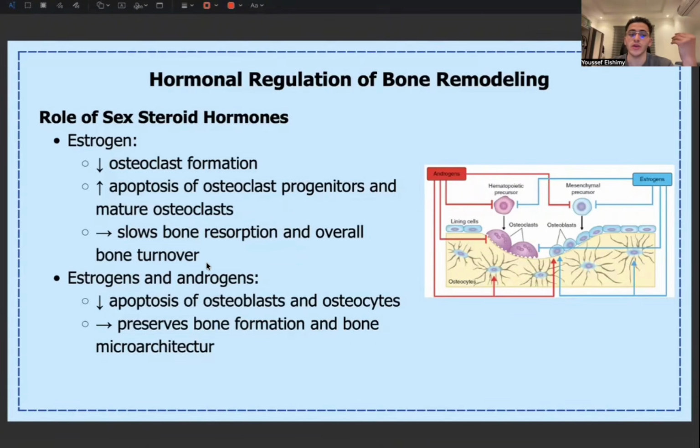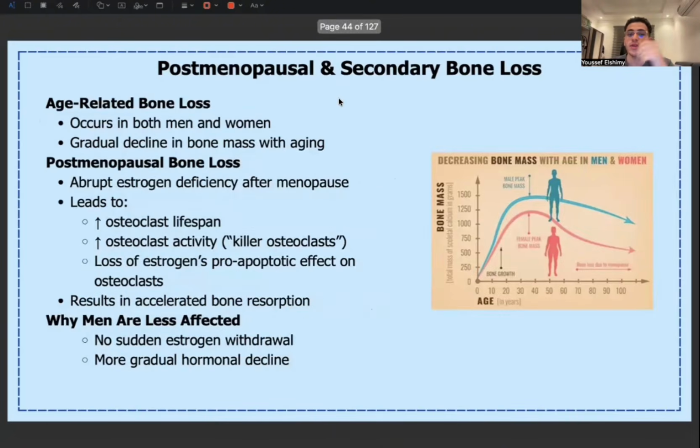Then we also have estrogen, which plays a role along with androgen in decreasing the apoptosis of osteoblasts and osteocytes. So if you're increasing the apoptosis of osteoclasts and decreasing the apoptosis of osteoblasts and osteocytes, you are favoring bone remodeling toward the bone formation aspect, not the bone resorption aspect. So that's why it preserves bone formation and it also preserves the bone microarchitecture. But what happens is that with age, there's age-related bone loss.